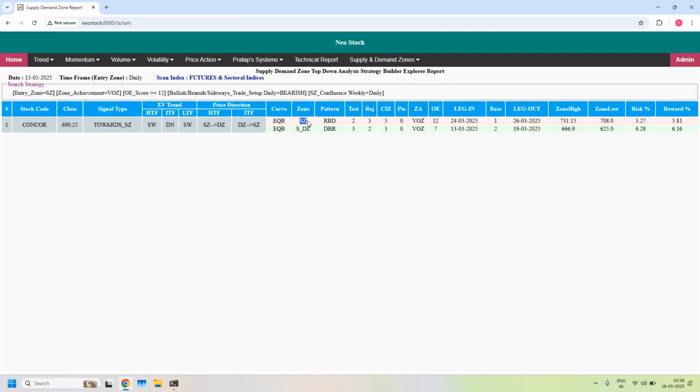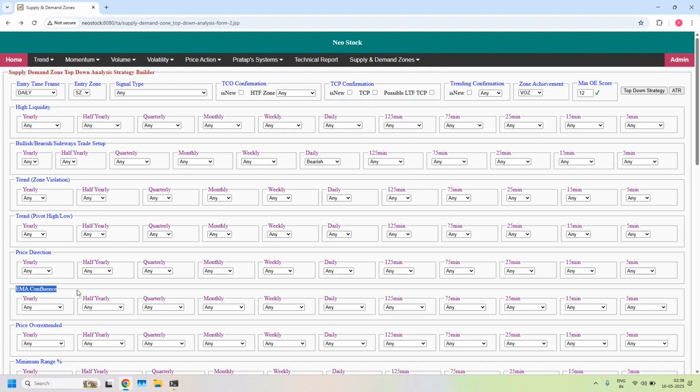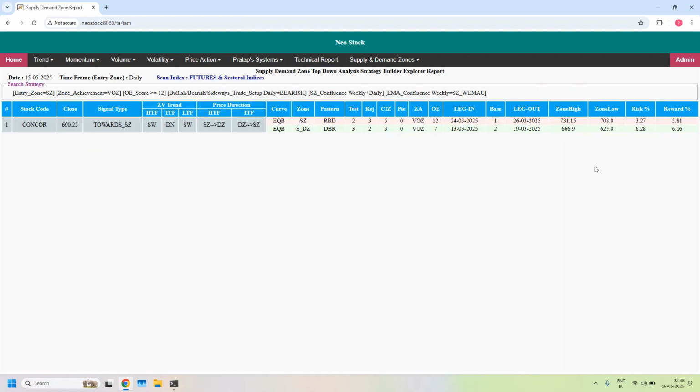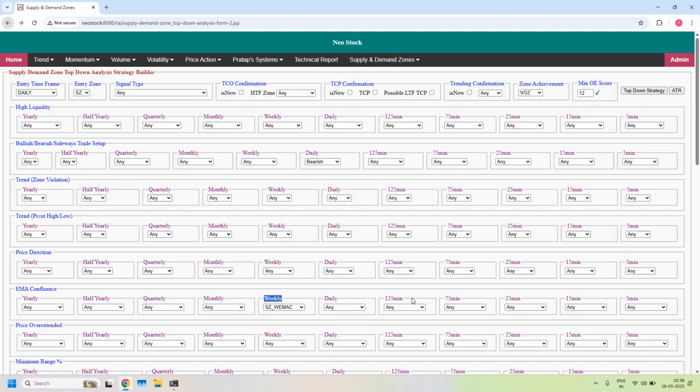That means this daily supply zone is overlapped with weekly supply zone, and weekly trend is downtrend. Let us verify this weekly supply zone is having weekly EMA confluence. So it is filtered. So that way this stock is having more high probability to get success. So that's why it is already tested 3 times. Okay, next let us verify this stock is also having even HTF confluence.